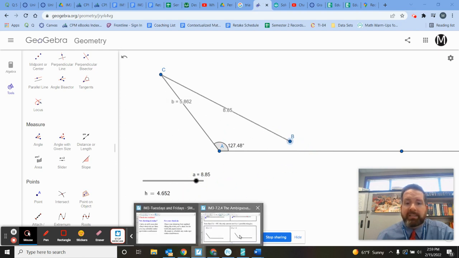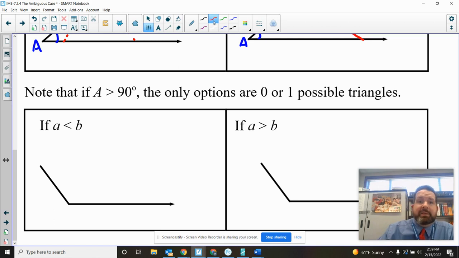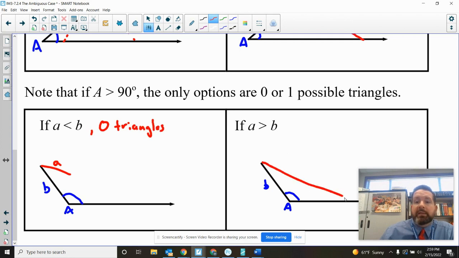And so back to here to wrap this up, if A is less than B, I'm just going to mark here again side B in my obtuse angle A. If A is too short, you just have no triangle. And if A is super long, meaning longer than B, then you are going to have one triangle.